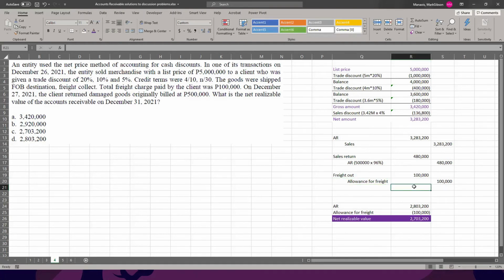Okay? And then finally, compute natin yung freight out. So debit to freight out of 100,000. So tandaan class, this is FOB destination. We should pay. I mean, the seller should pay. But it's freight collect. So meaning, it was the customer who advanced the payment for the freight. So therefore, we have to recognize that. So it's a debit to freight out of 100,000 and credit to allowance for freight of 100,000.